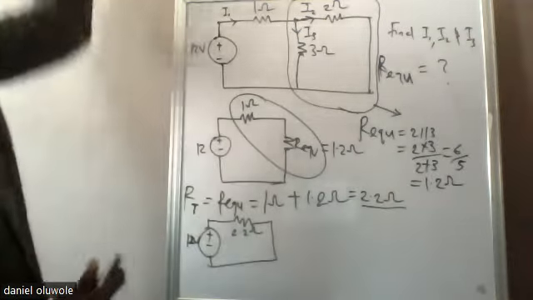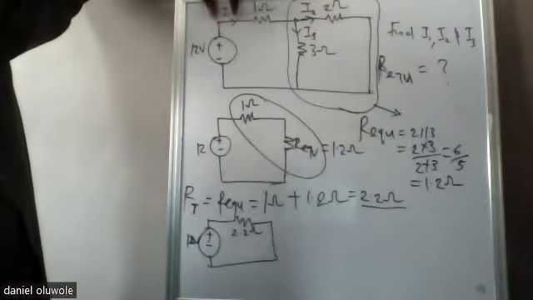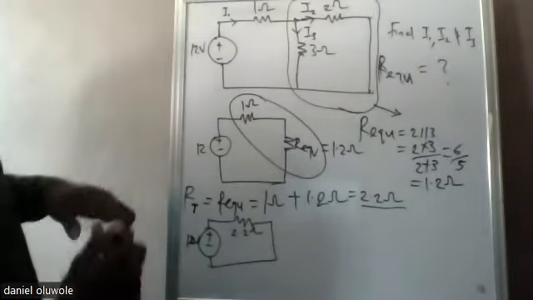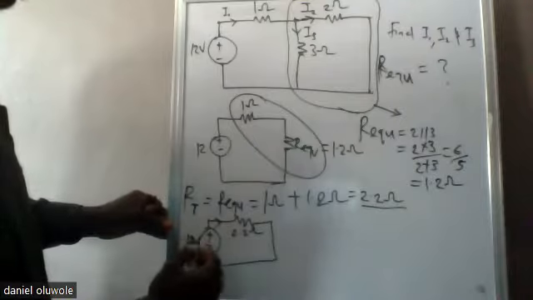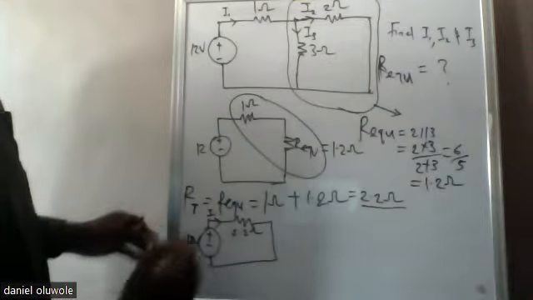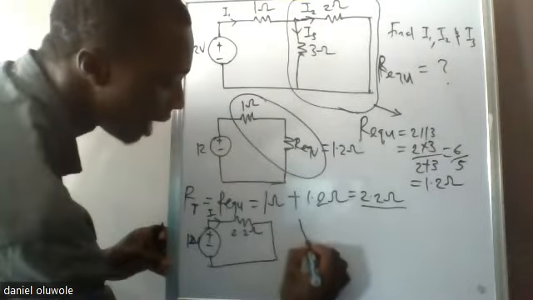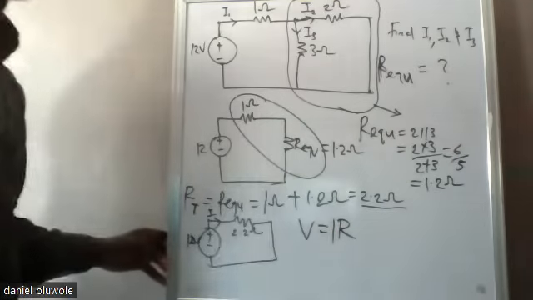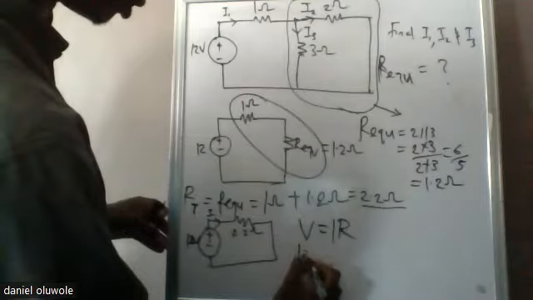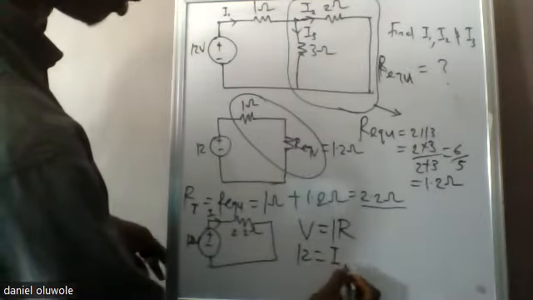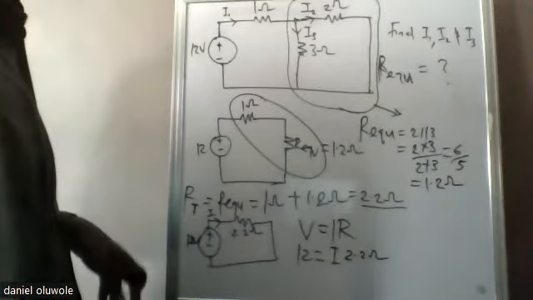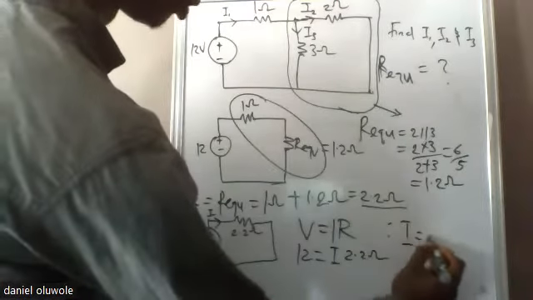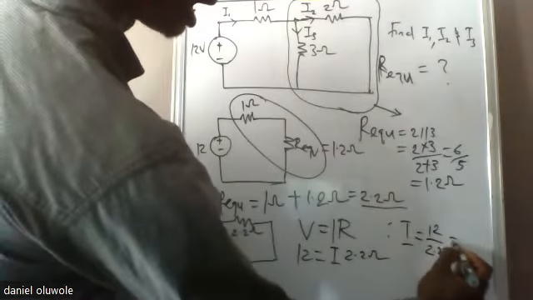Now the question is saying we should find I1, I2, I3. We want to calculate the values of I1, I2, and I3. But before we can do that, we have to get the total current flowing out of the source, which is I. From Ohm's law, we know that V is equal to IR. Our V is 12 volts. Our I is what we're looking for. Our R is 2.2 ohms. So that means our I will be equal to 12 divided by 2.2, and that should give us what?